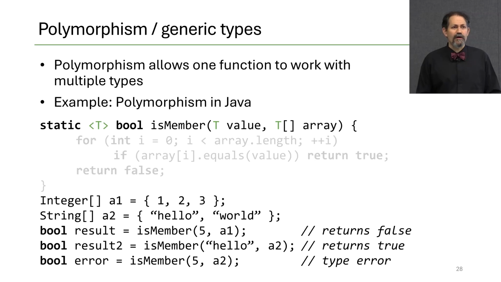On the other hand, if we call isMember with 5 and A2, well, 5 is an int and A2 is a string, and those two don't match. So there's no way to pick a type T that will work for isMember, and so we'll get a type error here.